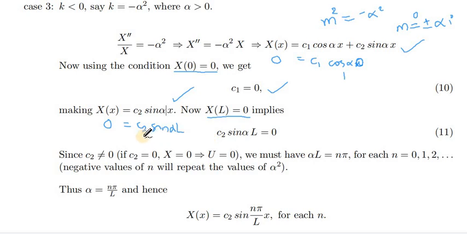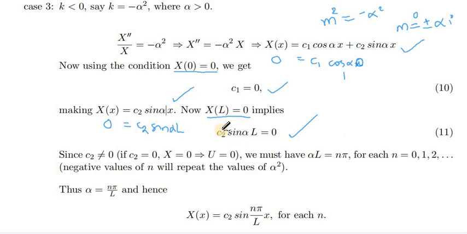Now there are two options: either c2 can be 0 or sin alpha L can be 0. Now if c2 is equal to 0, already c1 is 0. If c2 is also becoming 0, what will happen? X will be completely vanishing, because c1 equal to 0 and c2 equal to 0 will force X equal to 0.